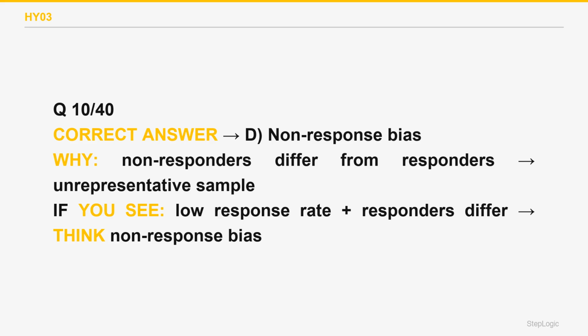Recall bias involves inaccurate memory of past exposures, not the pattern of who returns a survey. Choice A, wrong. Confounding is distortion by a third variable, whereas this bias arises purely from selective participation. Choice C, wrong. Systematically missing heavy drinkers who won't reply is non-response bias.